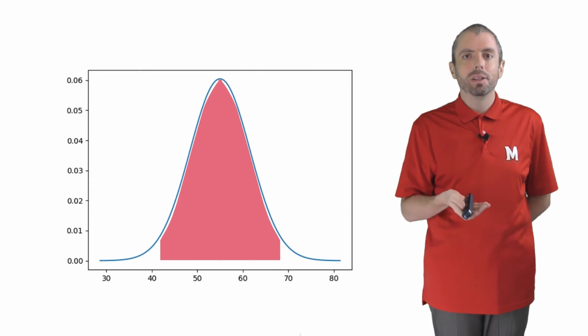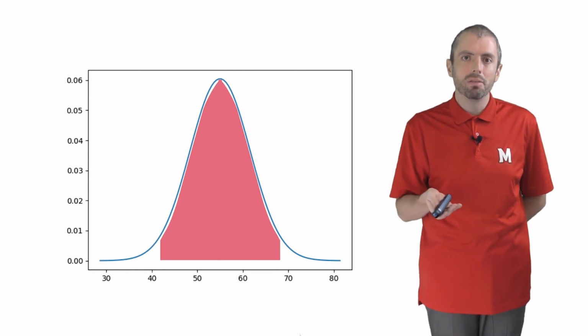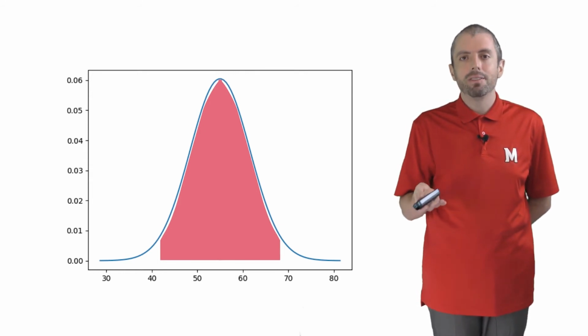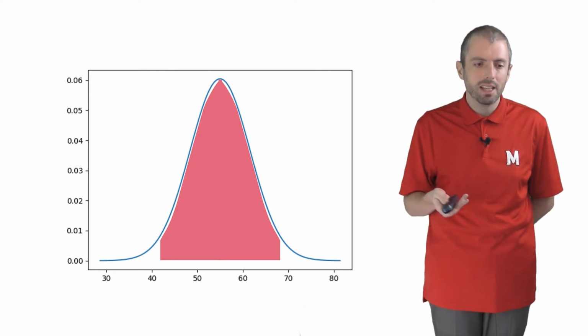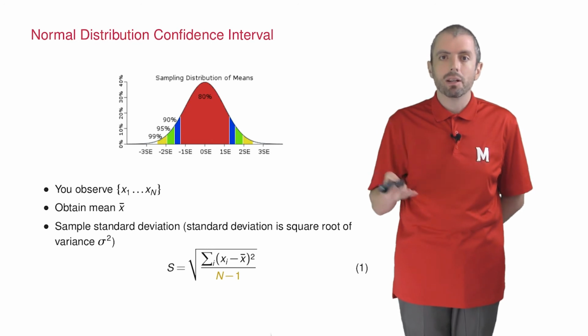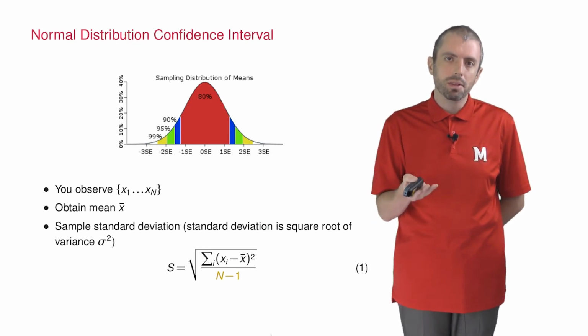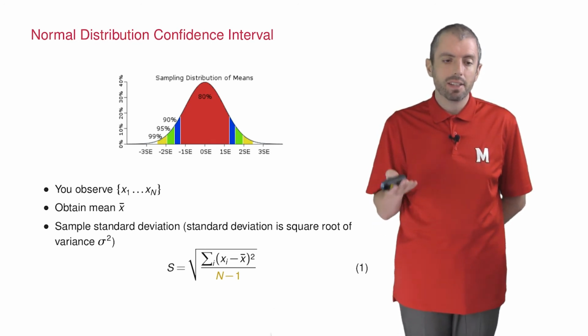This is clearer if we look at the case with a known variance. The 0.95 confidence interval is 1.96 times the standard deviation divided by the square root of the number of samples. So the more data you have, the tighter your intervals.